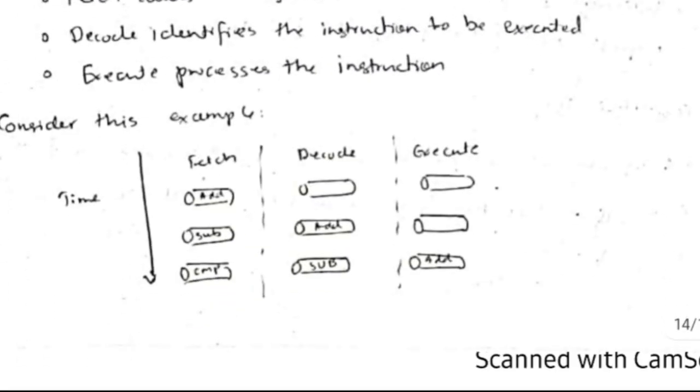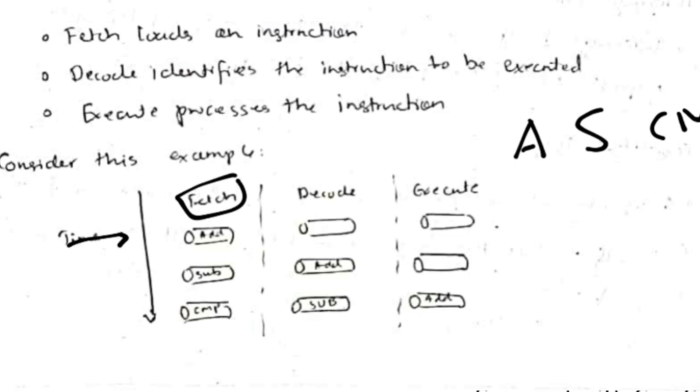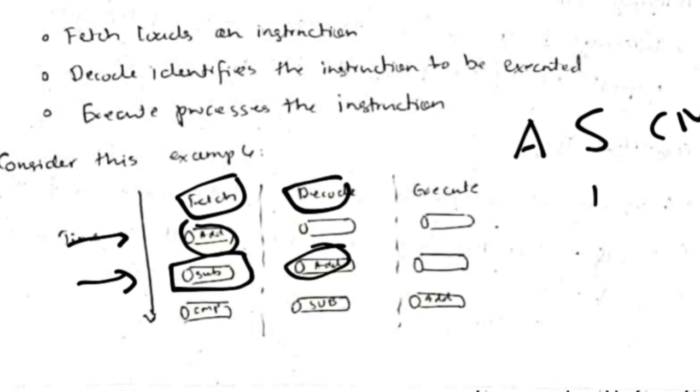First one is fetch, then decode, then execute. So let's see one example. The task is to add 2 numbers, then subtract and compare 2 numbers. So these are the 3 tasks. In the first cycle, it will fetch the add instruction. In the second cycle, it will decode the add instruction. At the same time, it will fetch the next instruction, which is subtract.